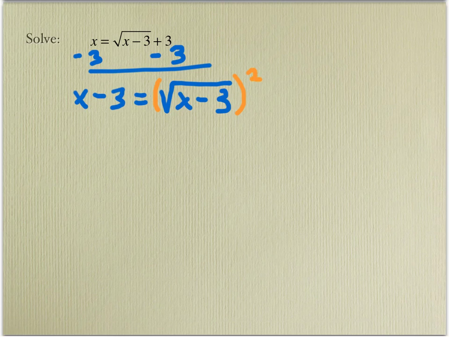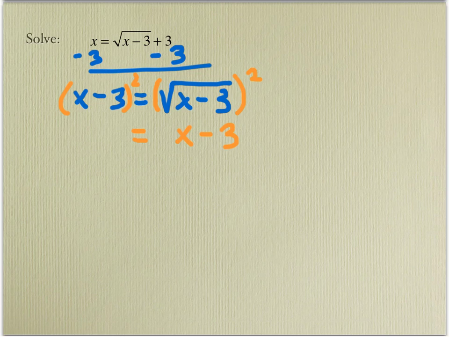So I can write it like this. I'm going to square that right side, and then I'm also going to square the left side. And of course, the nice thing here is that when you square a square root, it's kind of like tying your shoe and untying your shoe. You get just what's inside that square root. So the square root of x minus 3 squared will just be x minus 3.